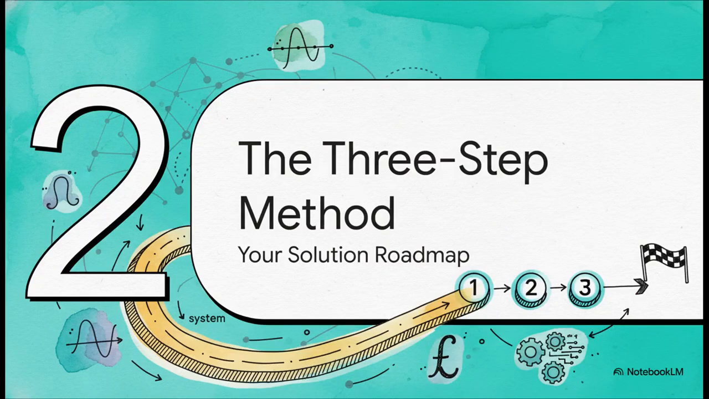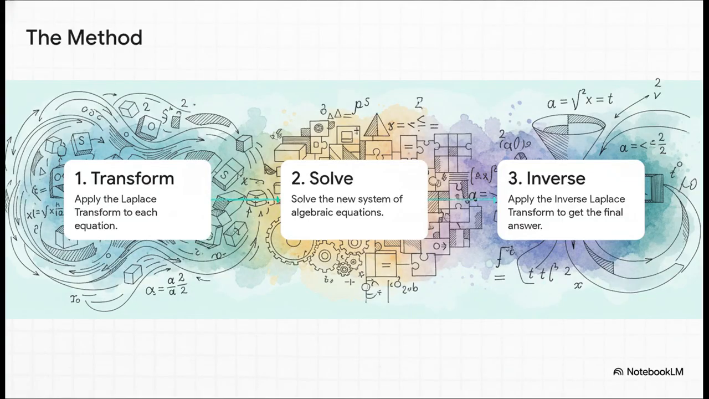Now, the best part about this is that it's not some crazy 50-step process you have to memorize. Nope. It's a clean, repeatable 3-step method. Think of it like a roadmap. Once you learn it, you can follow it every single time to get to the right answer. So here are the steps. It's pretty simple. First, you transform every single piece of your system into the S domain. Second, you solve that new algebraic system for your variables. And third, you do the inverse transform to translate your solution back into the language of calculus. So transform, solve, inverse. That's the whole game plan.